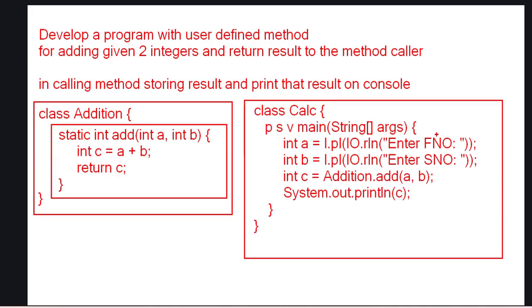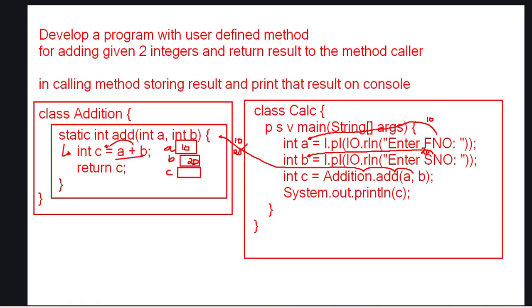What happened? Reading the first number, stored in A, 10. Reading the second number, stored in B, 20. Passing those 2 values to the add method available in the Addition class. What values are passing? 10, 20. Then the first parameter is created with 10, the second parameter with 20, the logic is executed, C memory is created, A plus B is 30, and 30 is stored in C. Then return C.